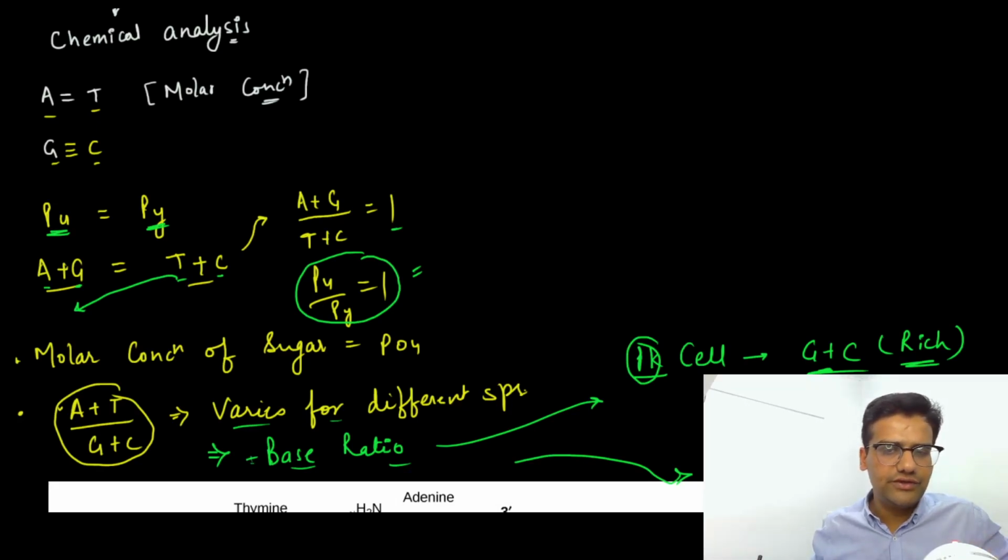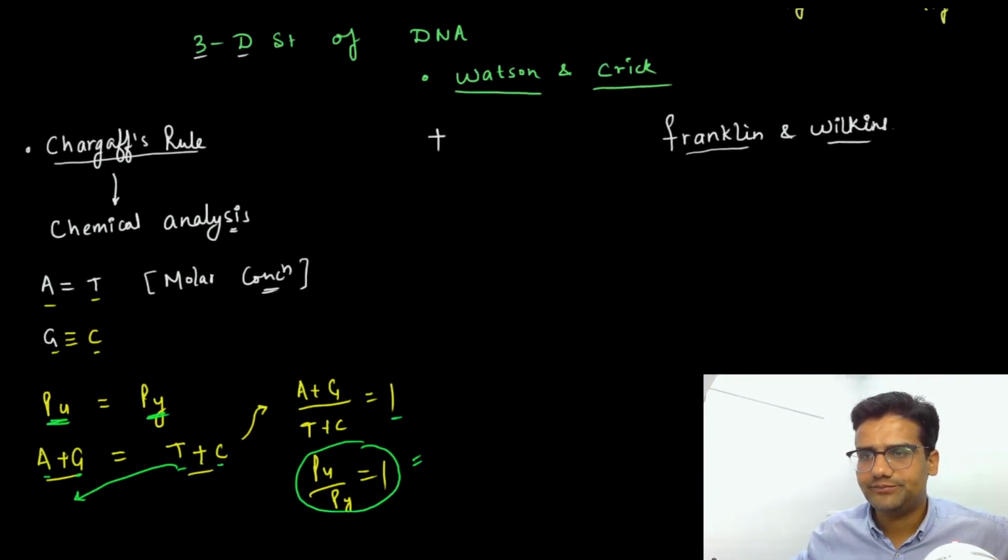It is different for different species. In the case of prokaryotes, it is less than 1 because the prokaryotic DNA GC content is more. But in the case of eukaryotes, this is AT rich DNA, so the amount of AT is more. That means this amount is more, this amount is less, therefore the value is greater than 1. So the base ratio is clear.